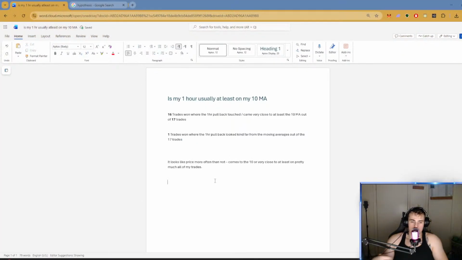So let's write down what I just noticed. I'm just going to put note: a setup and how far or close away it is from the moving averages may differ and be dependent on the size of the range / move prior to the pullback.